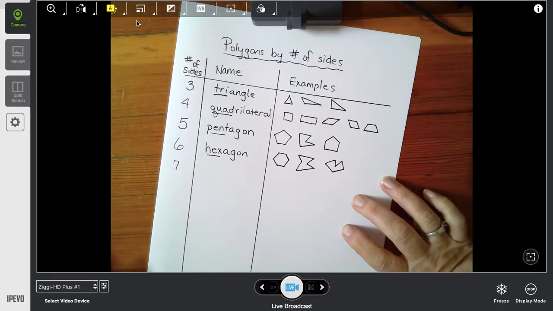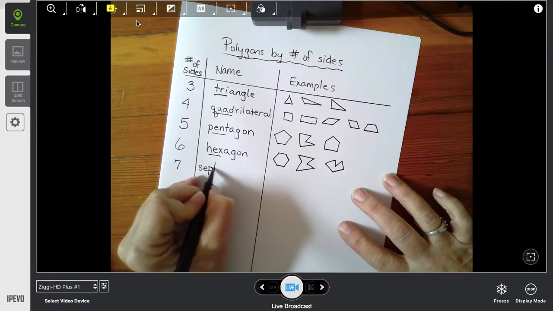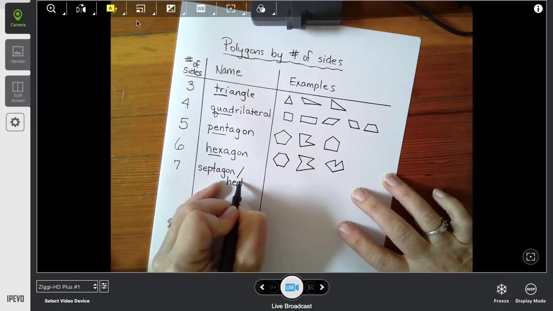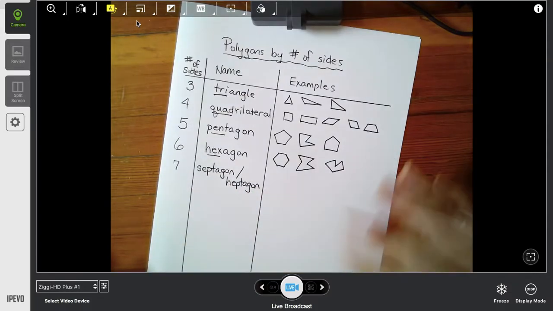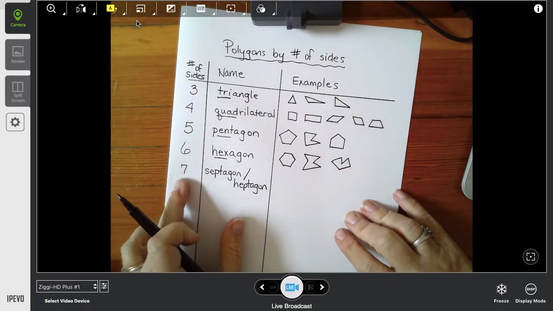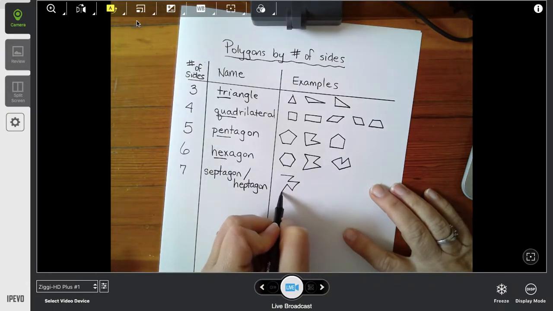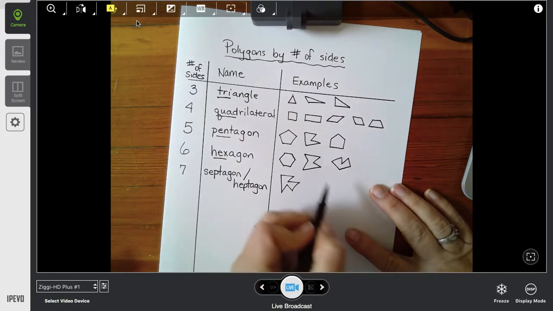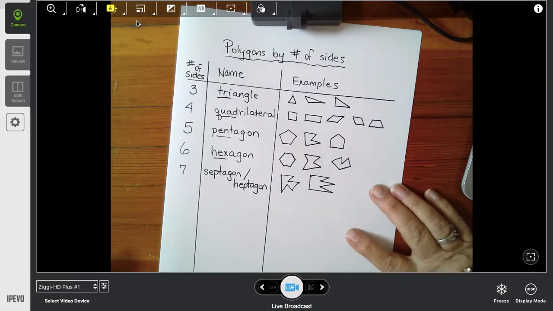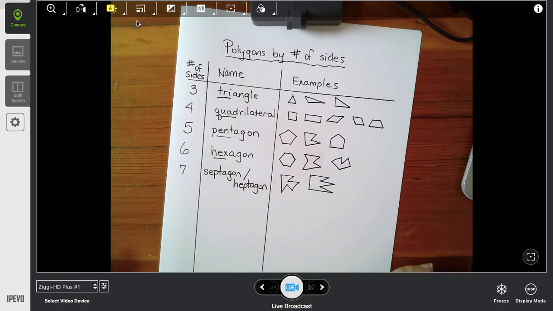A 7-sided figure. This one is not as common. It can be named 2 different things. A septagon or a heptagon. You're going to see it either way. Both ways are used often. These are not very common because a 7-sided figure is not a common figure to find. 1, 2, 3, 4, 5, 6, 7. That's a septagon or heptagon. As long as it has 7 sides, it's closed, and there's no curved lines.